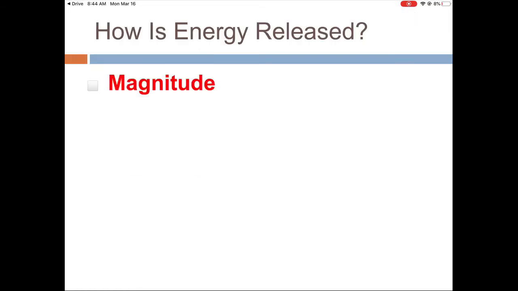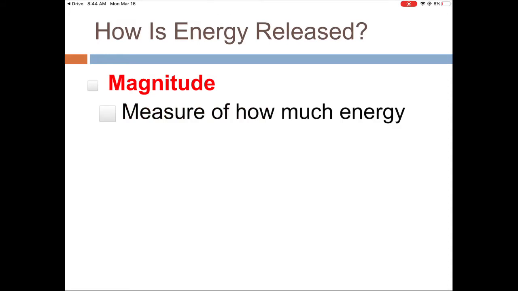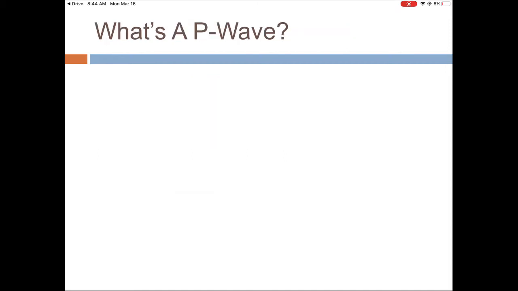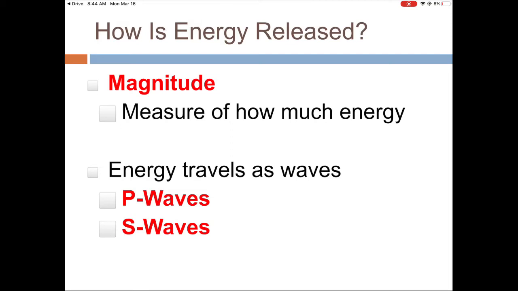That energy is released, and we can measure it. We can use something called magnitude to measure the energy that is released. Energy from earthquakes always travels as waves, and we've got two types of waves that we're going to look at. We can use P waves and S waves to measure the magnitude, or how much energy was released from an earthquake.